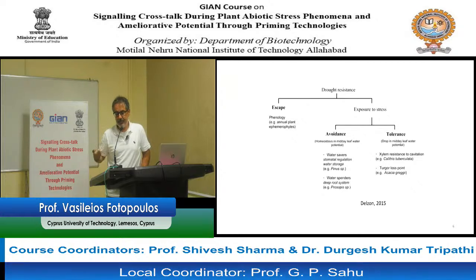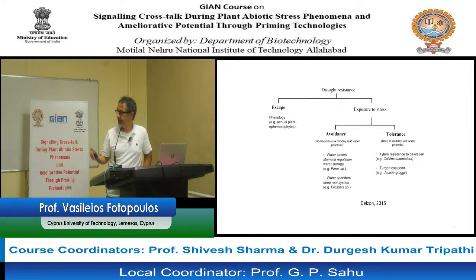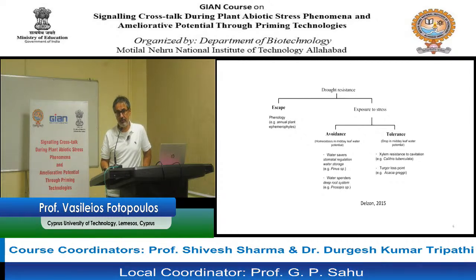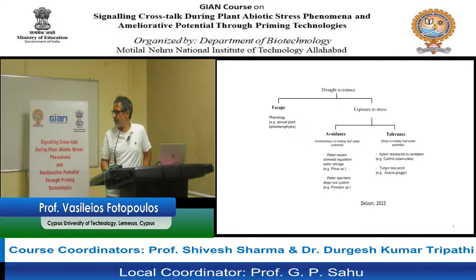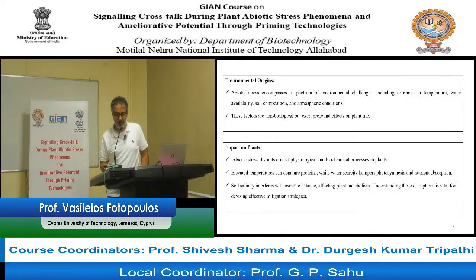The interesting part of the story for stress physiologists is, of course, when we reach points of tolerance. This usually happens in cases where we have a drop in midday leaf water potential. Examples of such cases include xylem resistance to cavitation, as in Callitris plants, but also cases of turgor loss pressure, such as in Acacia forest species.